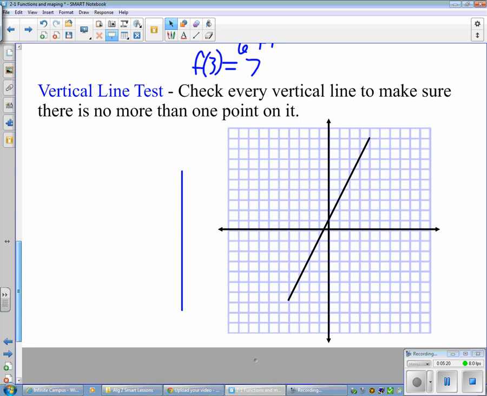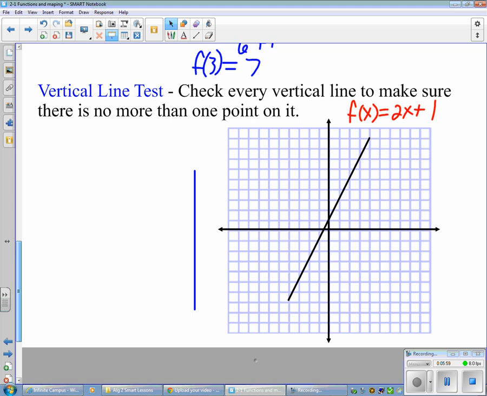So I graphed our function f of x equals 2x plus 1. And what I'm going to do is take this vertical line, and check on each and every vertical line, is there any point where there is more than 1 point on that line touching the vertical line? And no, there's not. So it keeps going on forever in a straight line. That means every vertical line has only one y to it. And so, yeah, this is a function.